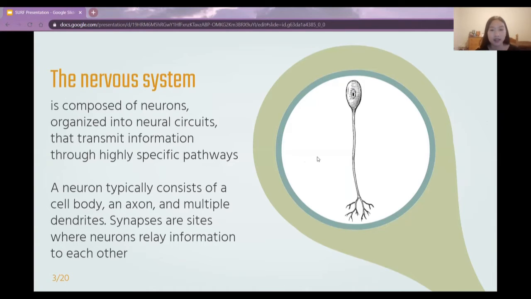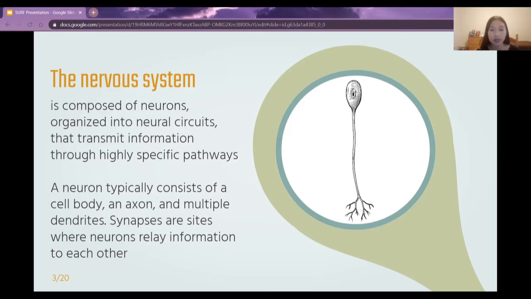In order to do that, neurons work together in neural circuits that follow very specific pathways. Neurons generally have a cell body, axon, and multiple dendrites. For leeches, there isn't a structural distinction between axons and dendrites, so we'll be referring to those projections as neurites. The structure of the neuron that we're really interested in are the synapses, which are sites at which the neurons relay information and are generally located at the end of an axon for a presynaptic neuron and at the dendrites and cell body of the postsynaptic neuron.